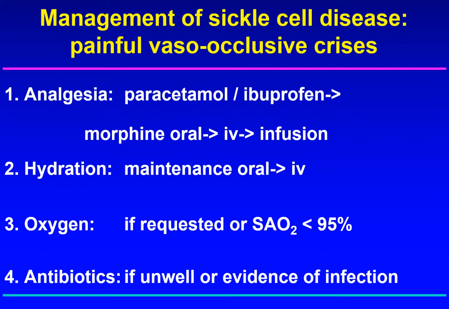The main way to treat pain, you have to remember that pain in sickle cell disease is an emergency. We go according to the analgesic ladder, and we often tell parents to give paracetamol and brufen at home, and then when the child comes in, they will need oral morphine within 30 minutes of presentation. We tend to give maintenance oral hydration just to make sure that the patient is adequately hydrated. We only give oxygen if the saturations are less than 95%. And if there is fever or concerns that the child is unwell, we would treat with antibiotics in case there's a concomitant infection.